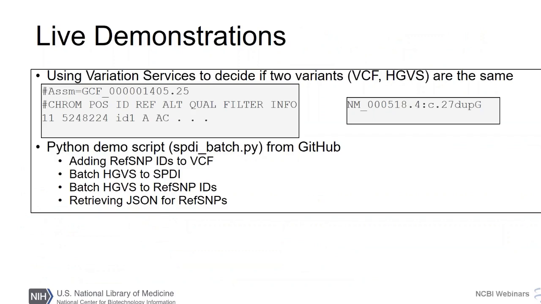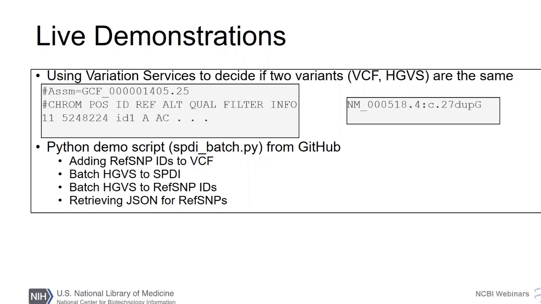And the first ones I'm going to do are going to be using the variation services. We're going to the web interfaces. We're going to try to decide if two variants are the same. And then I'll show you the Python demo script from GitHub, and we can show you how that runs on the command line if we have time here.